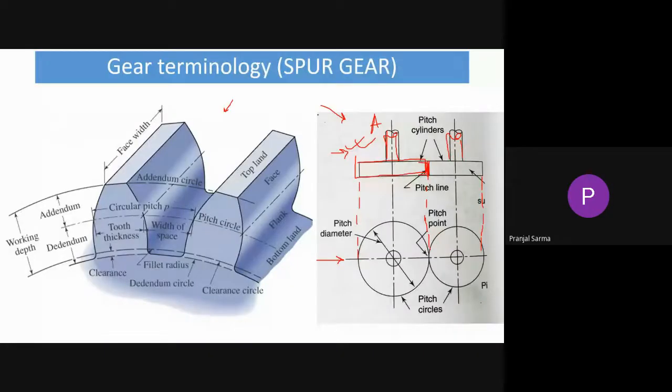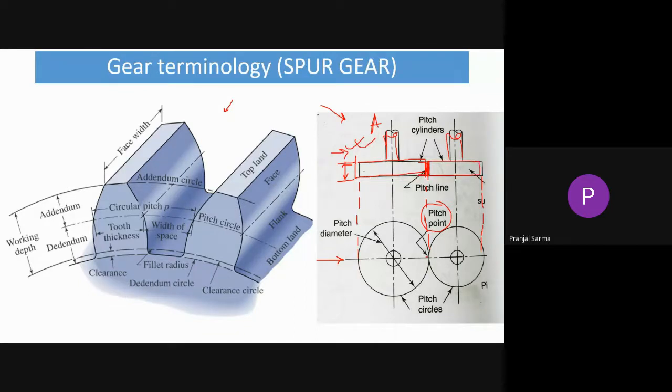the point at which contact occurs between the two meshing gears is the pitch point. In this view, that pitch point will extend to a line if you consider different pitch points throughout the width of the teeth. So that line is the pitch line. Now here it is like this.